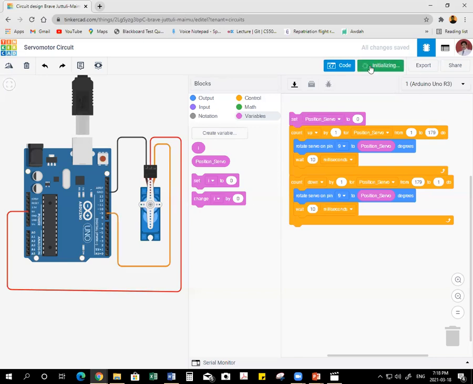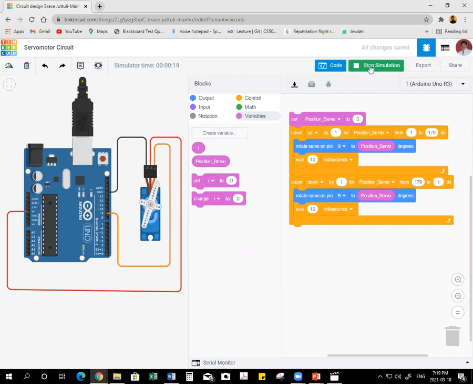Start simulation. See, right, my servo is rotating. What is it doing? Clockwise, anti-clockwise. How much? 180 degrees, 0 to 180 degrees. I can say 1 to 179 degrees, but it's coming back to its original position, 0.